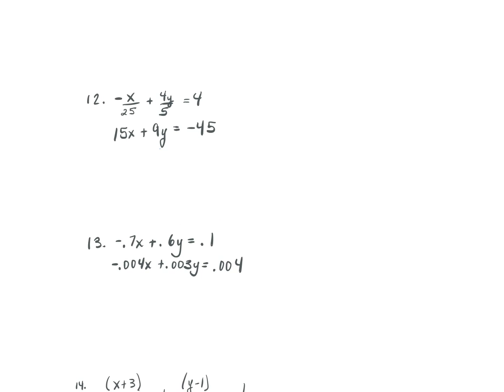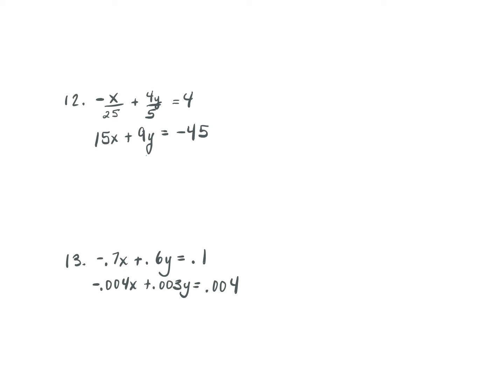Your next example, you have negative x over 25 plus 4y over 5 is equal to 4, and 15x plus 9y is equal to negative 45. Do you want to work with your fractions? No. Multiply your top equation by your least common denominator to get rid of the fractions. Between the 25 and the 5, least common denominator, 25. So the whole thing gets multiplied by 25.